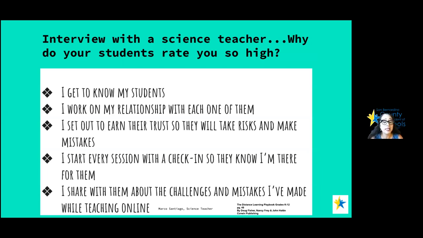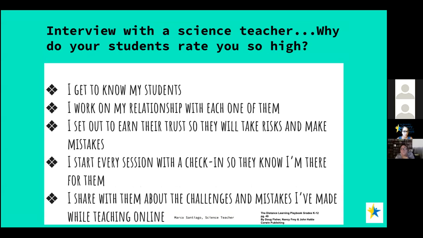The book talked about an interview they did with a science teacher. This teacher is so popular, and students rate him very high. They asked, why do students rate you so high? He talked about how he takes time to know his students, works on that relationship with each of them, and tries to earn their trust so that if they make a mistake, they can still take risks and know that's how we learn. He starts every session with a check-in so they know he's there for them. He also talks about the challenges and mistakes he's made while teaching online, showing them that we're human beings as well.